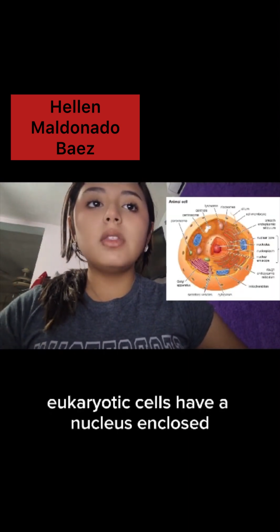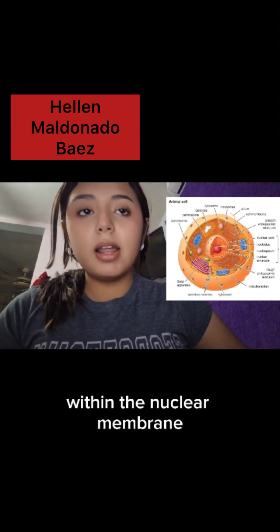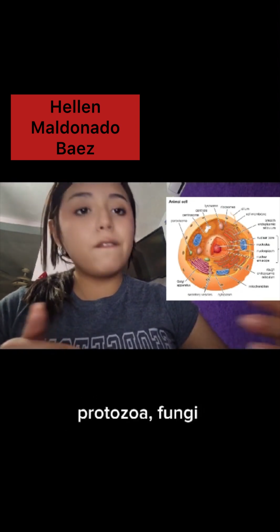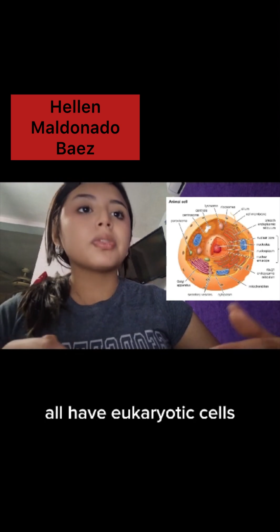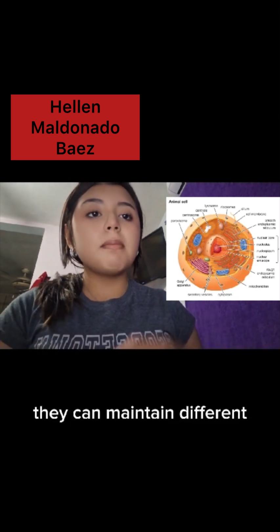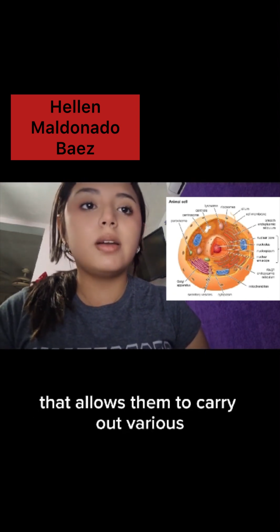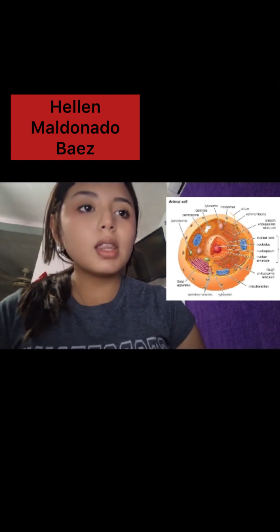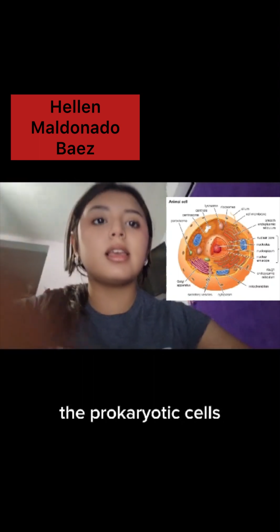Eukaryotic cells have a nucleus enclosed within the cellular membrane and form large and complex organisms. Protozoa, fungi, plants, and animals all have eukaryotic cells. They are classified under the kingdom Eukaryota. They can maintain different environments in a single cell that allows them to carry out various metabolic reactions. This helps them grow many times larger than the prokaryotic cells.